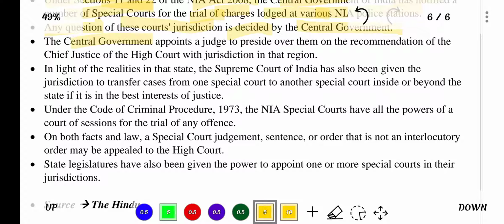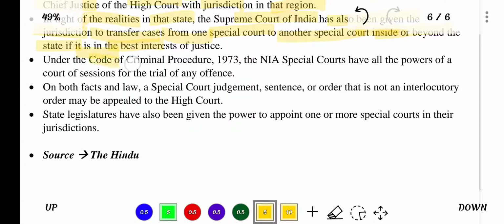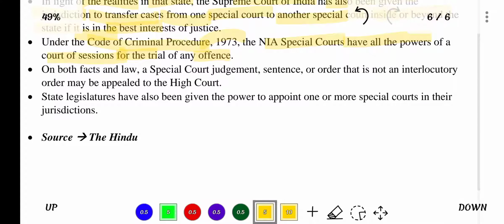The central government appoints a judge to preside over them on the recommendation of the Chief Justice of the High Court with jurisdiction in that region. In light of the realities in that state, the Supreme Court of India has also been given the jurisdiction to transfer cases from one special court to another special court inside or beyond the state if it is in the best interests of justice. Under the Code of Criminal Procedure 1973, the NIA special courts have all the powers of a court of sessions for the trial of any offence on both facts and law.